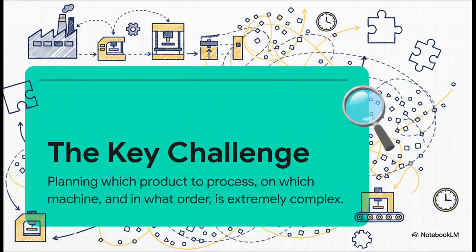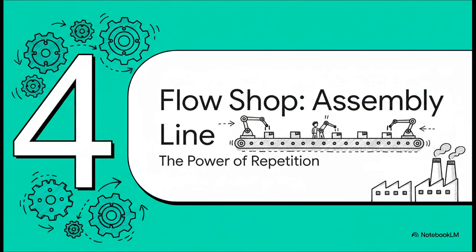It's like a giant game of Tetris where the pieces are always changing. Okay, now let's do a complete 180 and look at the total opposite philosophy. If the job shop is a custom workshop, the flow shop is the classic, iconic, powerhouse assembly line.